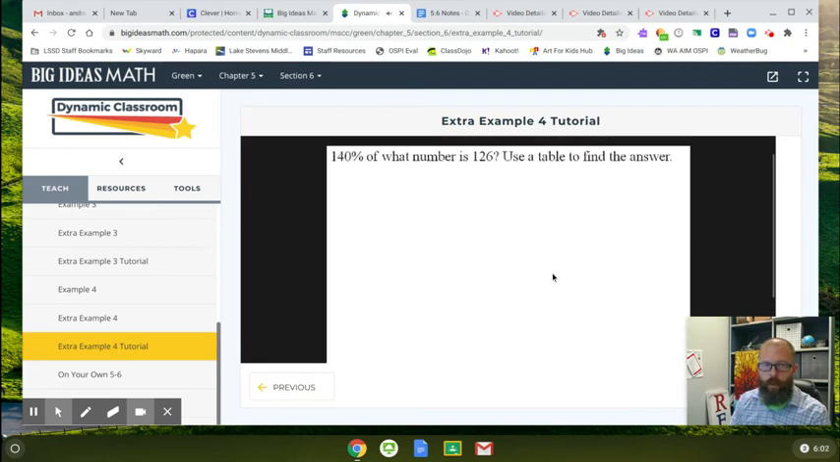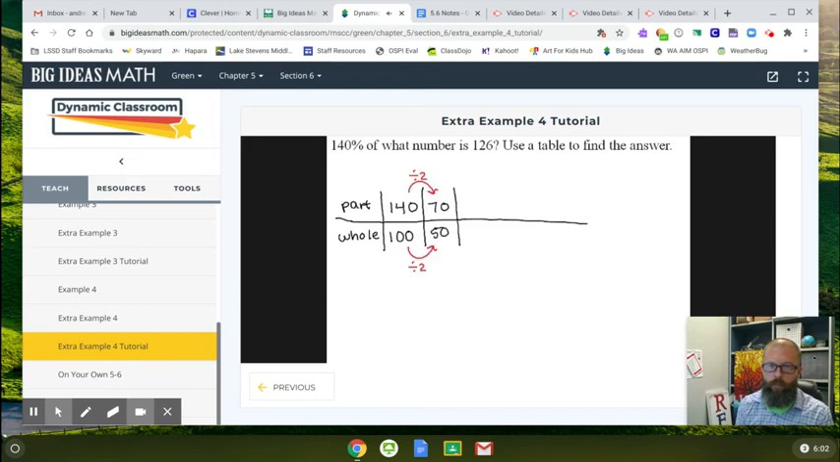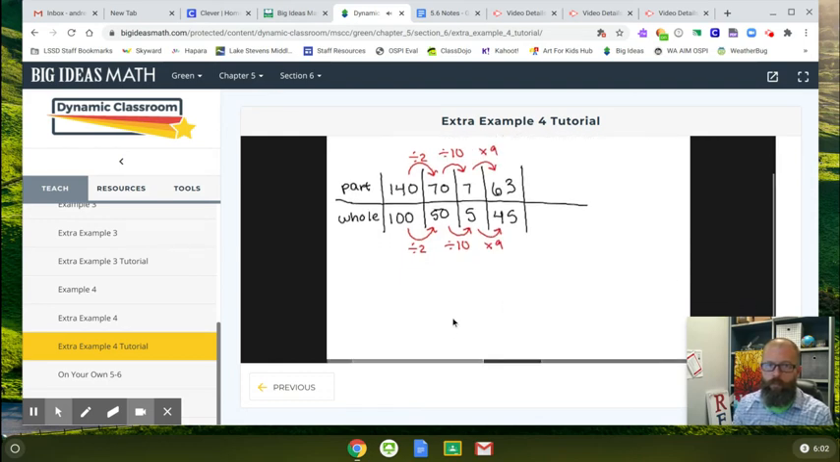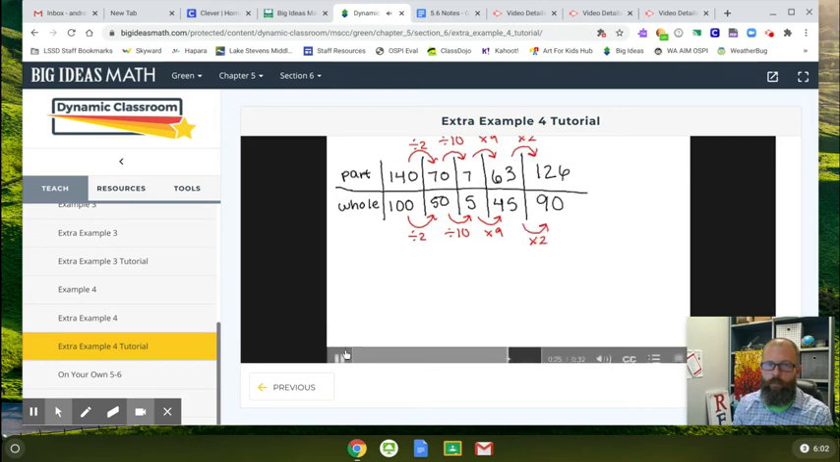140% of what number is 126? Use a table to find the answer. Create a table. Write 140% as a part and whole. Divide by 2. Divide by 10. Multiply by 9. Multiply 63 by 2 to get 126. So multiply 45 by 2 to get 90. You find that 140% of 90 is 126.